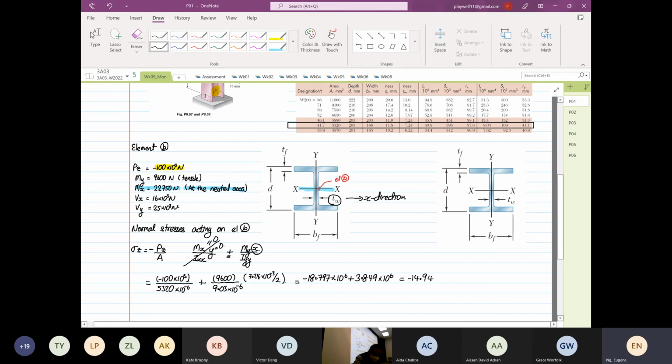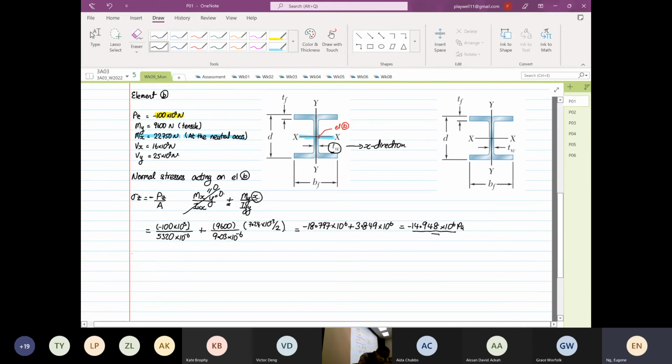Sorry, 948 times 10 to the power 6 Pascal. As I say, this is always the easiest. The normal stress is easiest, okay? So next we're going to do the shearing stress. Okay, we're going to look at shearing stress.